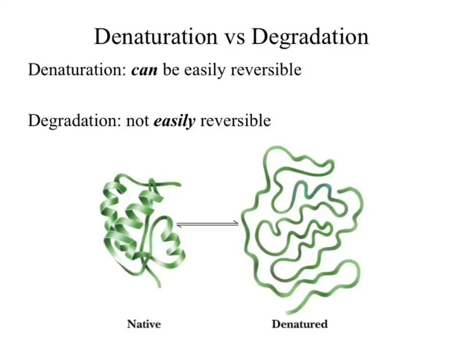There was a quick question about denaturation versus degradation. Denaturation can be easily reversible. That does not mean it is, but it can be easily reversible. That's where we're breaking all of the interactions that form our tertiary structure for our protein. So hydrogen bonds, and actually even secondary, it drops all the way down to secondary. So we break all of our hydrogen bonding interactions.